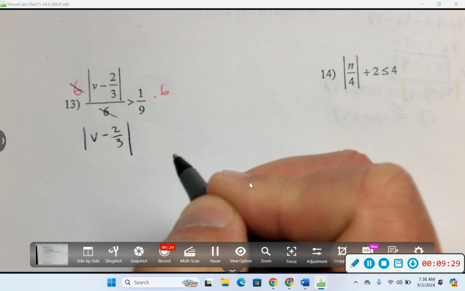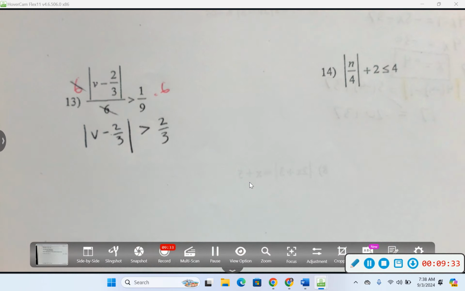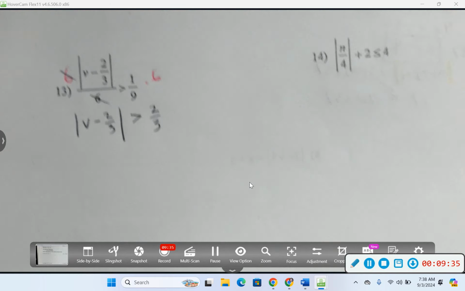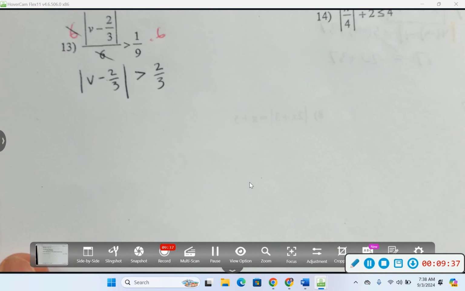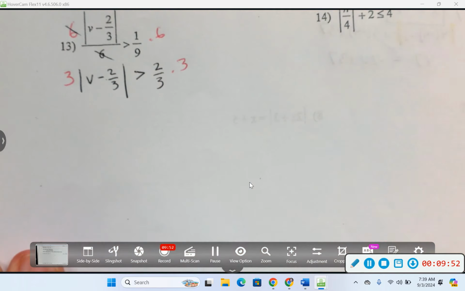So absolute value v minus 2/3 is greater than 2/3. If you really don't like fractions, you can multiply both sides by 3, because you can multiply a positive into the absolute value and be okay. Would you like to do that? You really don't like fractions? I'm okay with that. I mean, it's an easy fix to clear the fractions.